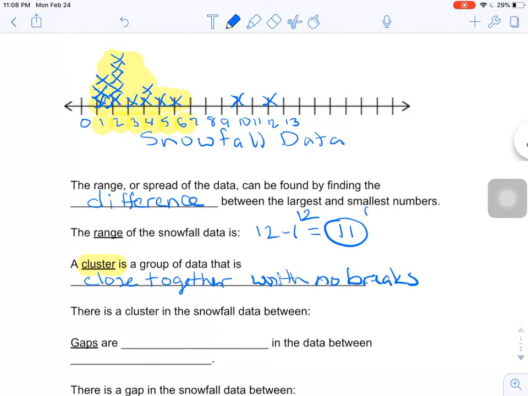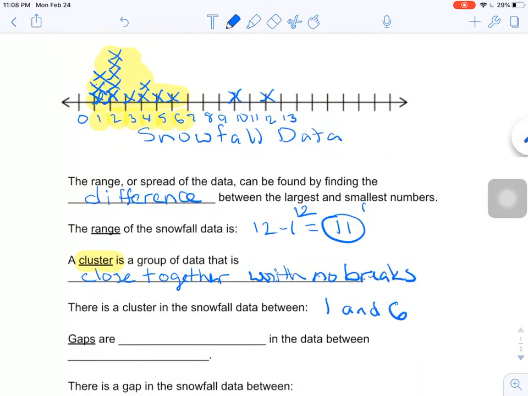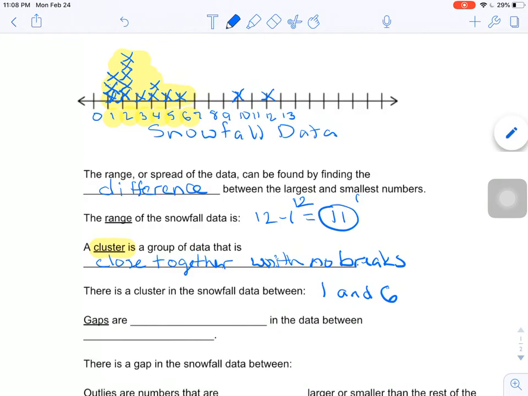So we could say there's a cluster in the snowfall data between 1, which is the beginning of the cluster, and 6, which is the end of the cluster. We could also talk about what's called gaps in the data. So gaps in the data are kind of the opposite of clusters. So gaps are spaces in the data, and they're usually the spaces between clusters or single numbers if there's not a cluster.